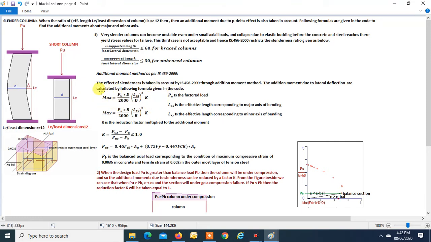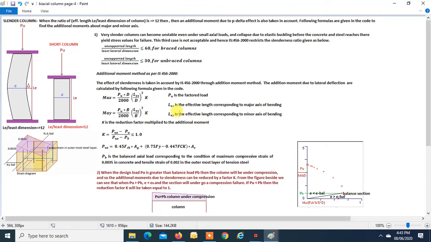This is the additional moment about the major axis, and this is the formula, where LEX is the effective length corresponding to the major axis of bending. And this is the additional moment we get about the minor axis, where LEY is the effective length corresponding to the minor axis of bending. K is the reduction factor multiplied to the additional moment.